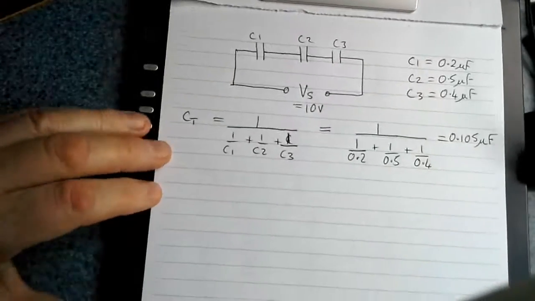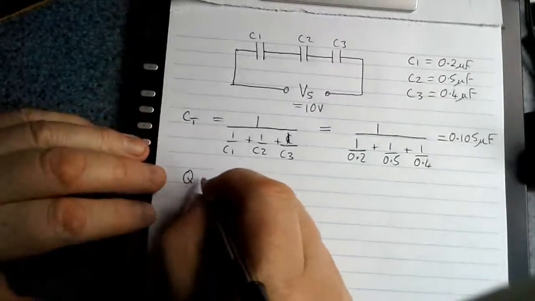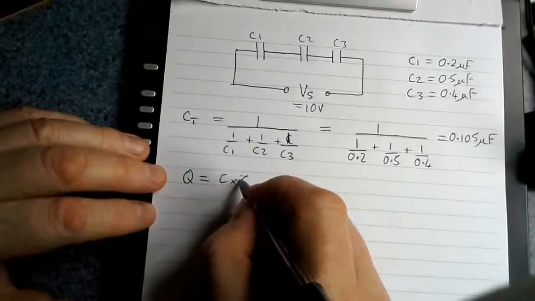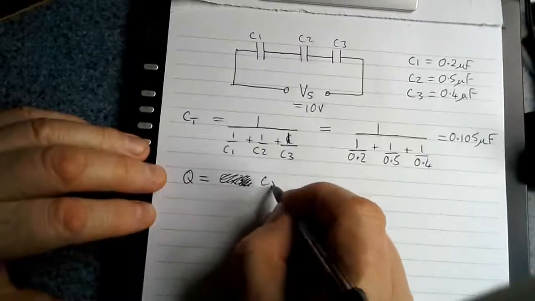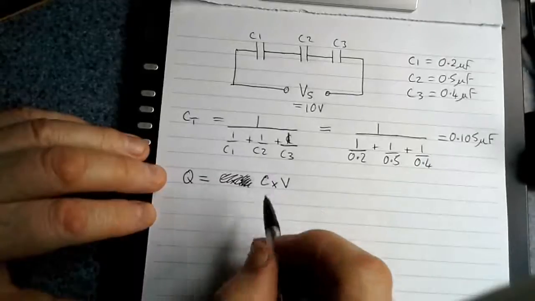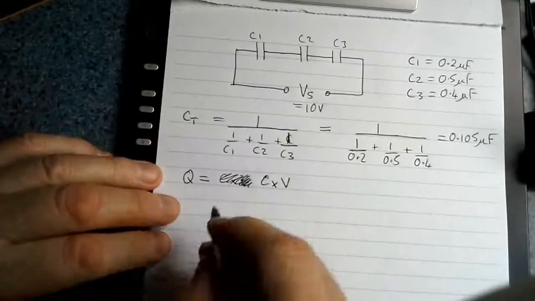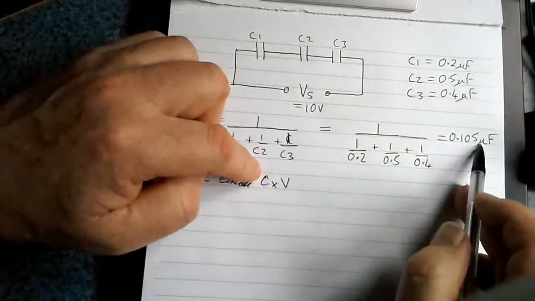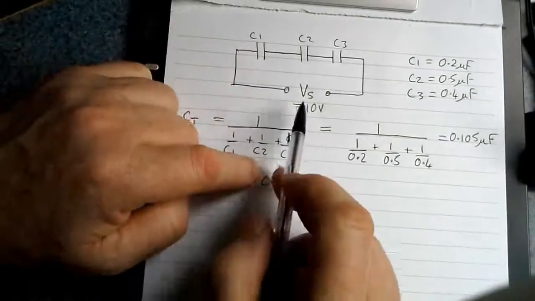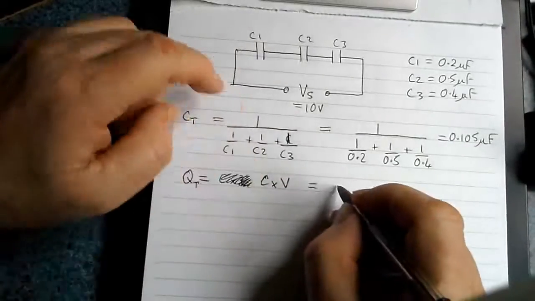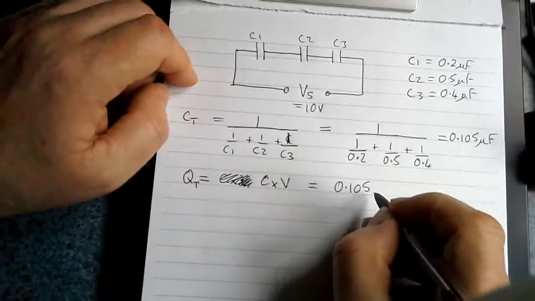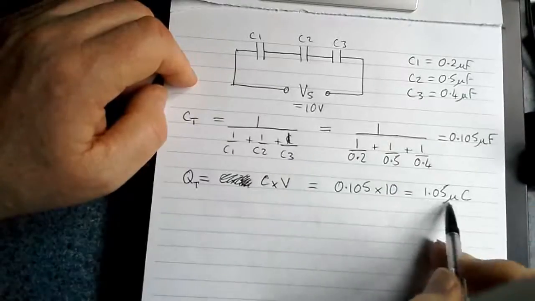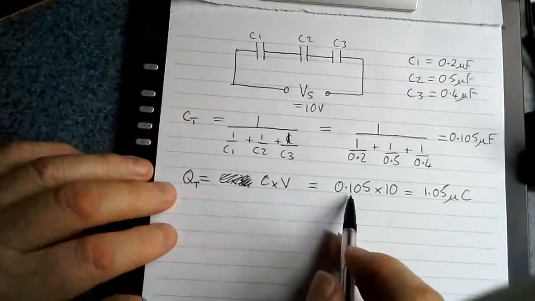I now need to look at the total charge on the circuit. Now Q is the symbol for charge in coulombs, and it's equal to C times V, where C is the capacitance and V is the voltage. So the total charge on the circuit, QT, will be equal to the total capacitance of the circuit, which we just calculated, times the voltage of the circuit, which is 10 volts. So that equals 0.105 microfarads times 10 volts, giving us 1.05 microcoulombs. Microcoulombs because we used microfarads.